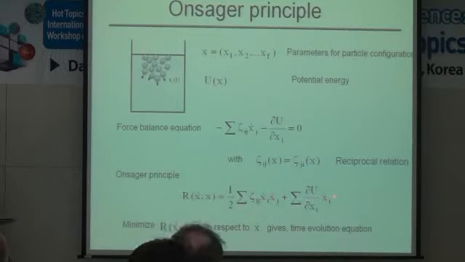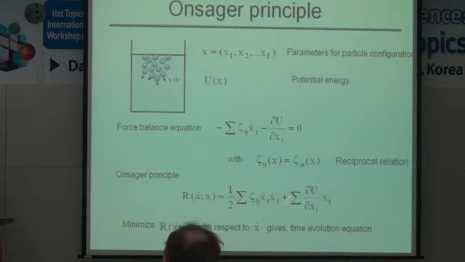So we consider this function, theta_ij xi dot xj dot. This is what we call the energy dissipation function. That is the energy dissipated in the system when the slow variables change with the rate xi dot.